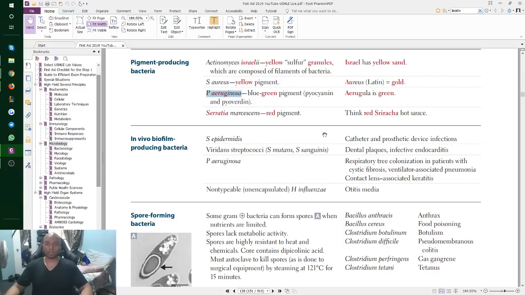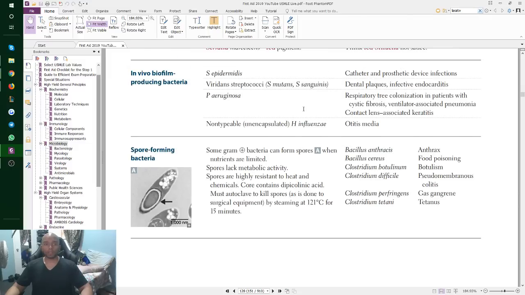Right? Serratia marcescens, you could think of red sriracha hot sauce. This is the thing in America. It's also a thing in many other countries, but just in case you've never heard of it, red sriracha is just a really, really spicy hot sauce. So you could remember Serratia marcescens to have red pigment from that. The other two things here, spore forming and in vivo biofilm.